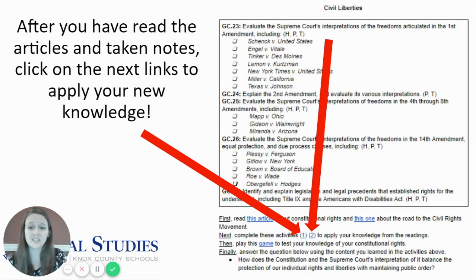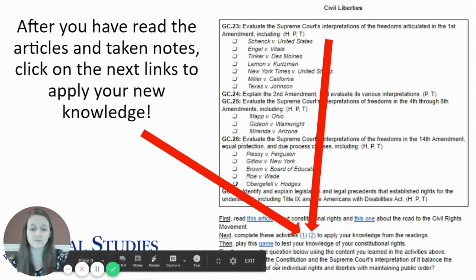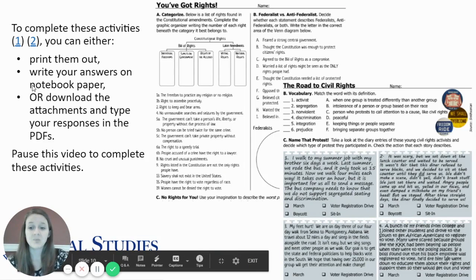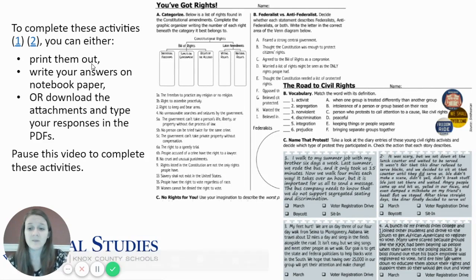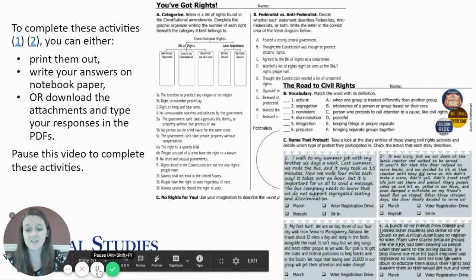After you've read your articles and taken notes, you can click on the next two links to apply your knowledge. To complete these activities, you can either print them out, write your answers on notebook paper, or download the attachments and type your responses into the PDFs. I'll show you what these assignments are first, and then you can pause the video to complete them.